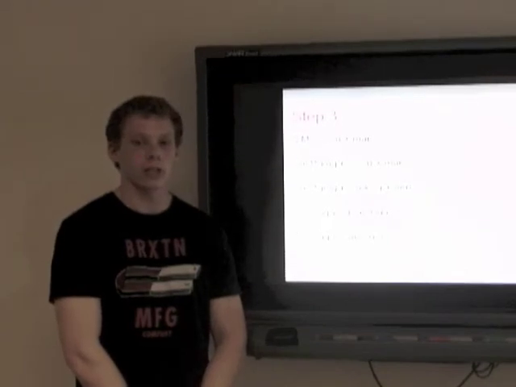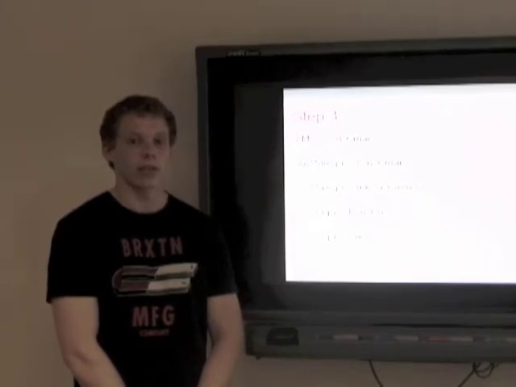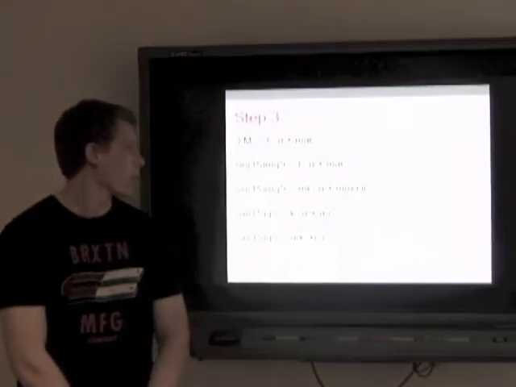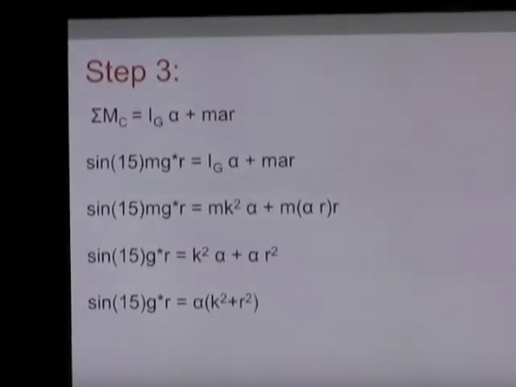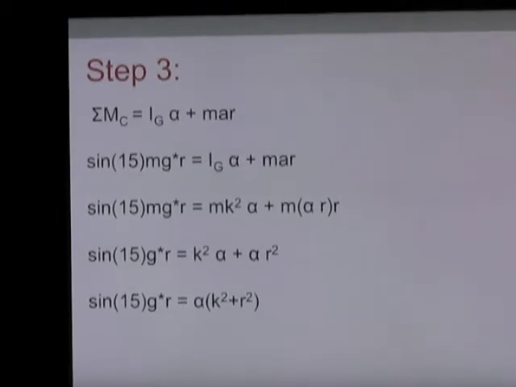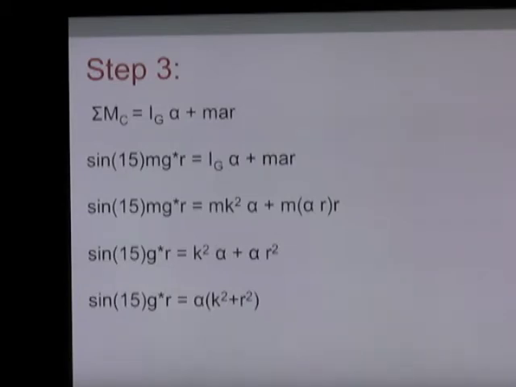Final step in solving this equation is solving for radius of gyration k. We use one of the equations for general plane motion. By taking the moment about point C, the point of contact between the axle and the parallel rails, which equals Ig alpha plus mar. Ig alpha accounts for the rotational movement of the flywheel, and mar accounts for the translational motion of the flywheel. The x component, the only relevant component for the moment, is sine 15 mg times its distance r.